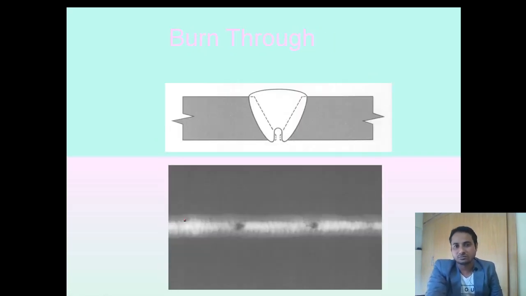So burn through. This is a burn through, where, due to high current, the root completely burns through and we can get large holes. So we are calling it burn through. Then root concavity or suck back. So this is a root concavity.